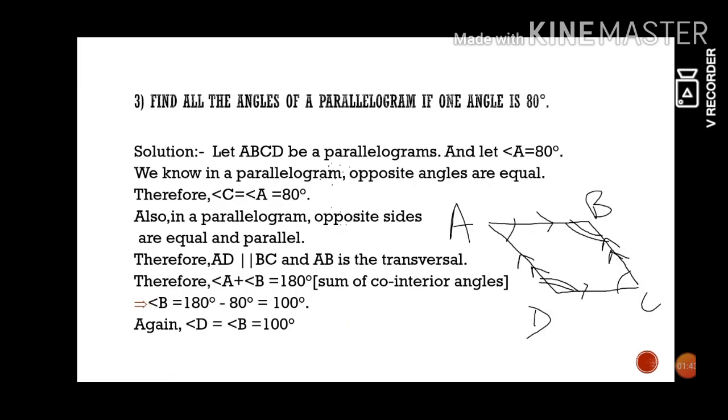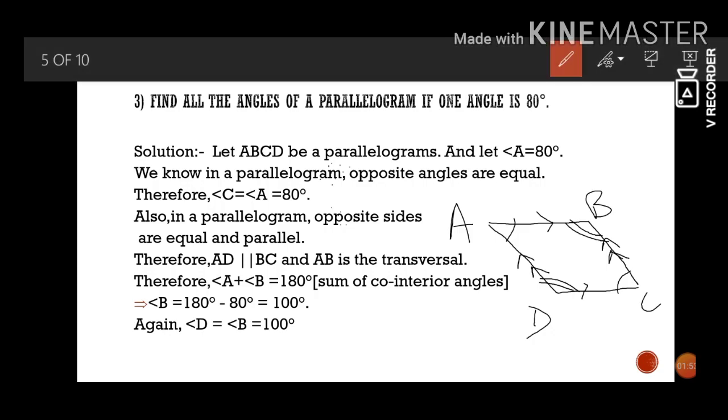Question number 3. Find all the angles of a parallelogram if one angle is 80 degrees. So let us consider a parallelogram ABCD. In this parallelogram, let us consider angle A as 80 degrees. So our angle A is 80 degrees. We know that opposite angles are equal. Therefore, angle C is equal to angle A, that is 80 each.